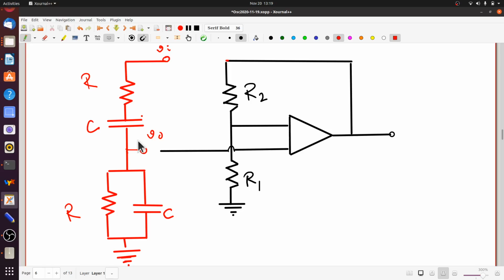Remember, the impedance of a capacitor goes down with rising frequency. Right? So at low enough frequencies, 1 by j omega C, the impedance of the capacitor, would actually be much, much bigger in magnitude than the resistance. You can always go to a low enough frequency where that happens. So at low frequencies, in the series RC combination, the combination will actually behave like the capacitor. And the parallel RC combination will behave like a resistance.